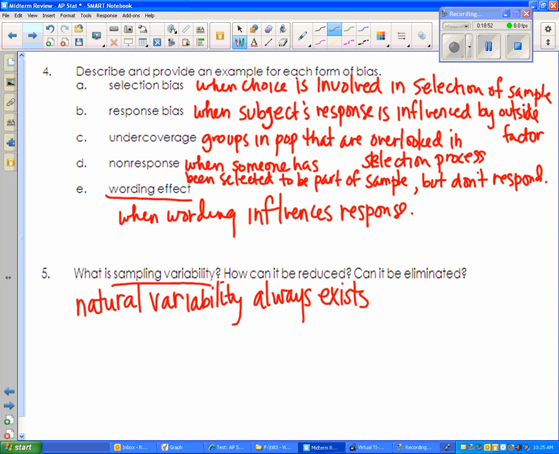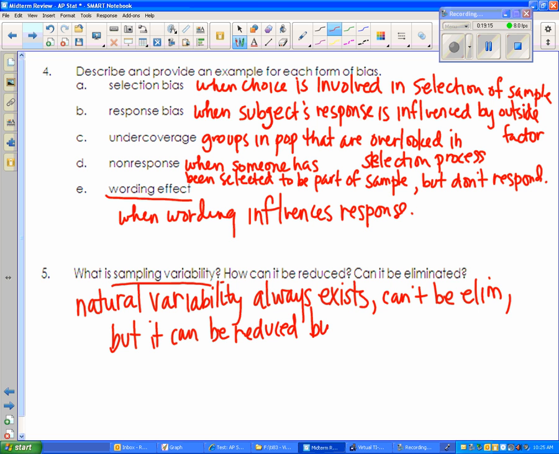It can't really be eliminated unless you're able to do a census, which just isn't even conceivable in most cases. So natural variability always exists. It can't be eliminated, but it can be reduced by increasing the sample. And we'll talk a lot about this next semester.